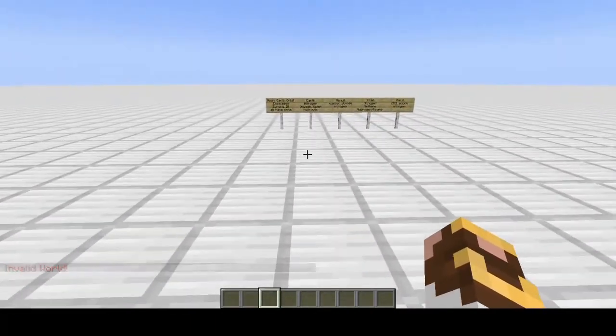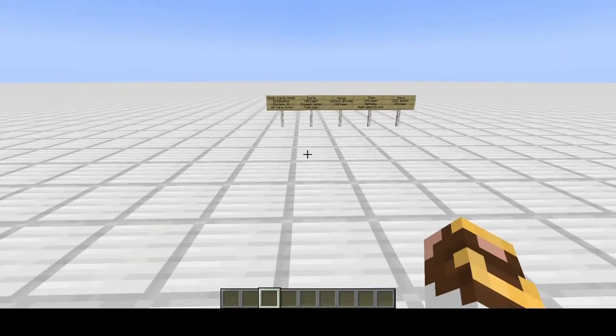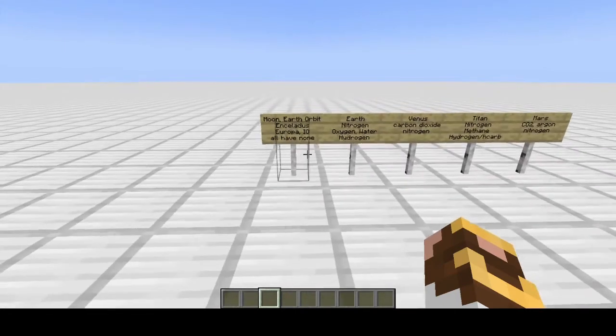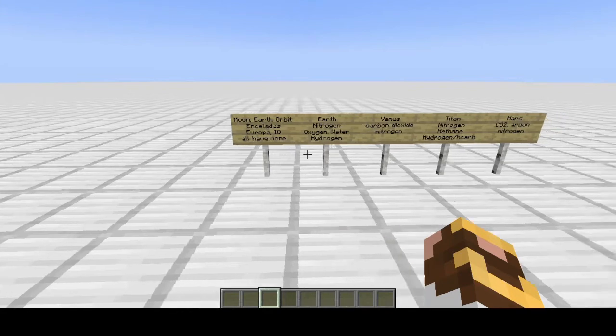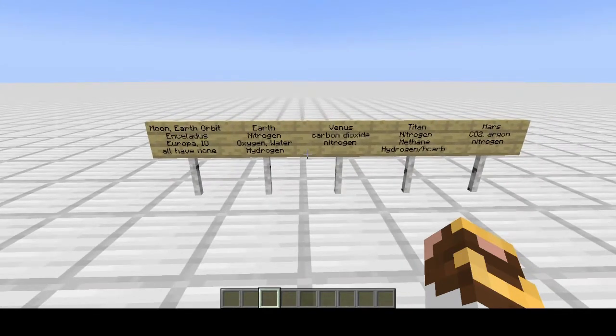I've been to every planet, and I've spent probably a good hour trying to harvest on every single world, including Earth orbit. So here's what I came up with. So far, I have not obtained any resources from the Moon, Earth orbit, Enceladus, Europa, and Io. Those worlds have not yielded any gases or materials from the atmospheric harvester. Earth gave me nitrogen, oxygen, water, which breaks down to hydrogen and oxygen, and of course hydrogen.